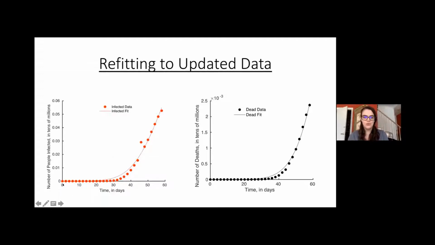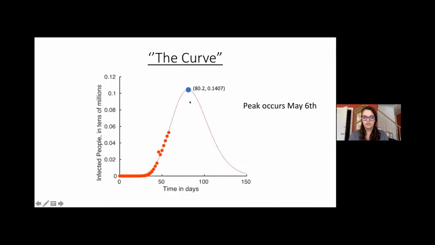So again, I'm going to run the infected population out through time, and we get another curve. And we can see now the peak is occurring at a different point. It's occurring at about day 80, with only about 1.4 million people getting sick. Now we can see the peak occurs May 6th instead of May 22nd, I believe is what I had the first one being. And so this is basically what they're doing every day.